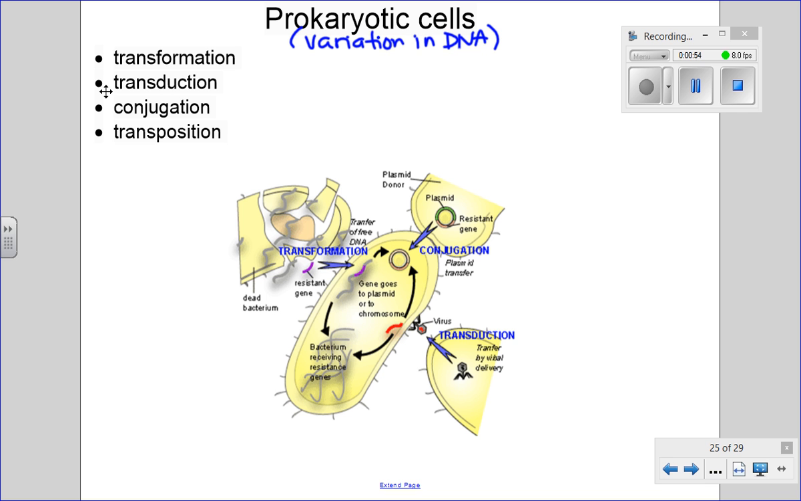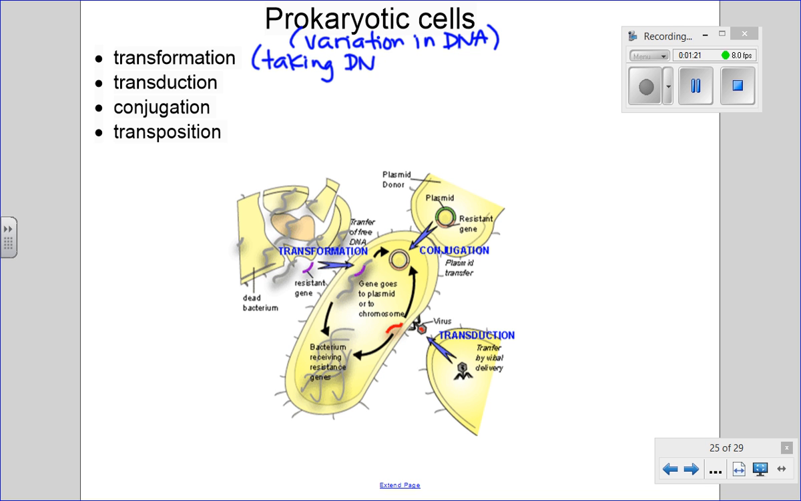So you might remember me showing you previously that in prokaryotic cells, like bacteria, their DNA is circular instead of in linear chromosomes. So that's what's pictured here. And there are four things generally that happen to prokaryotic cells that could achieve variation. Some of them you have heard about indirectly or directly before. The first one is called transformation.